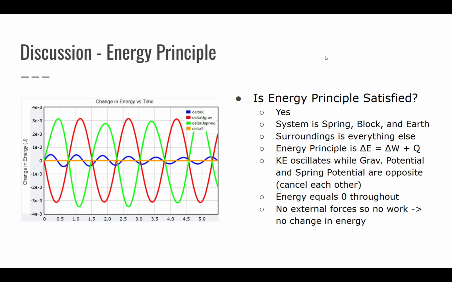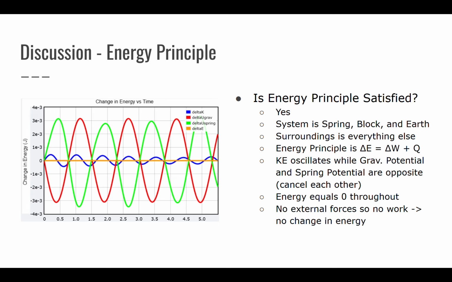Now, in regards to the energy principle, the energy principle is satisfied. So in this whole experiment, the system is a spring, block, and Earth, whereas the surroundings is everything else. But since we basically include everything, the surroundings has nothing. Now the energy principle says the change in energy is equal to work plus heat transfer. Since there is no surroundings, there are no external forces, so there's no work and no heat transfer in the whole process. Therefore, there is no change in energy, and it remains constant at 0.